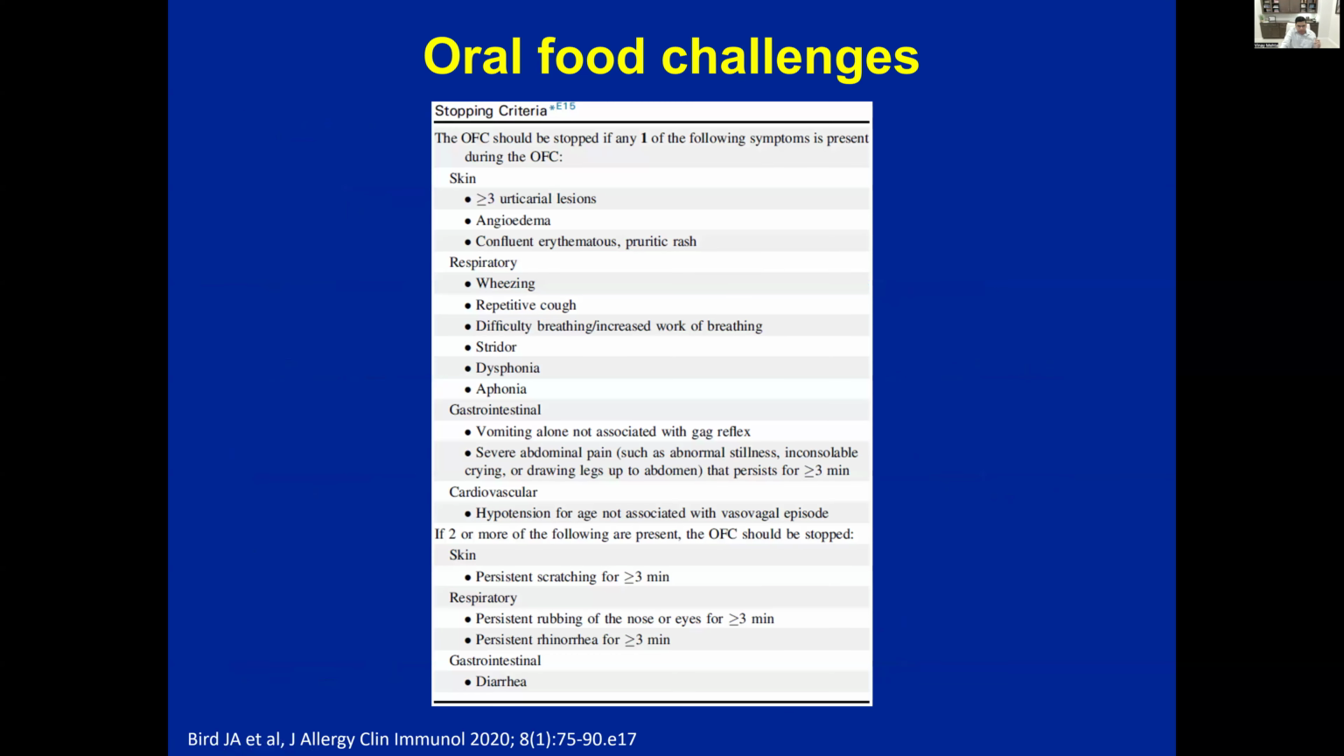On the other hand, if you do see objective signs like this, if truly you see new hives, new swelling, new rashes, or if you hear wheezing, shortness of breath, or if they vomit, or if their blood pressure drops, obviously then these are objective. So then you need to stop. You need to stop the challenge and treat them appropriately, whether it's with epinephrine or antihistamines or bronchodilator treatment. So again, you have to use clinical judgment.